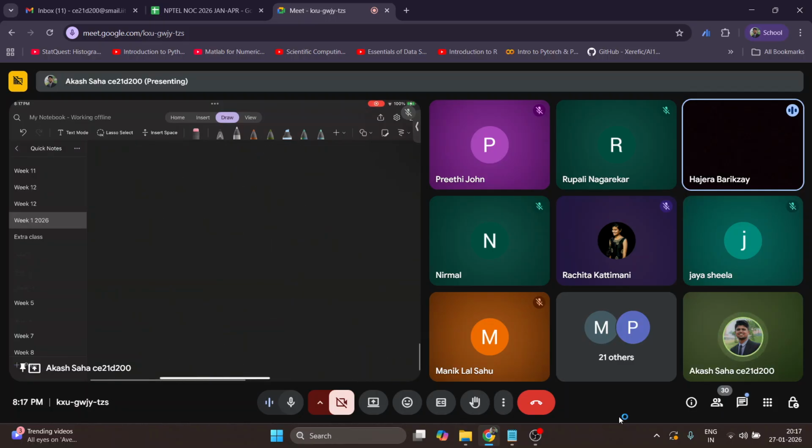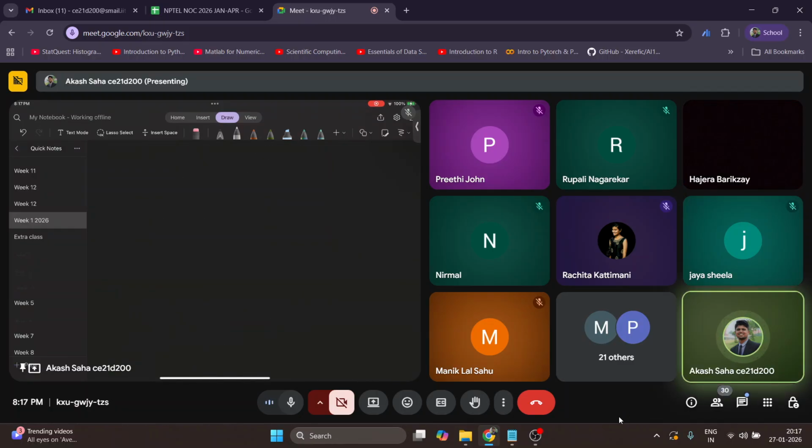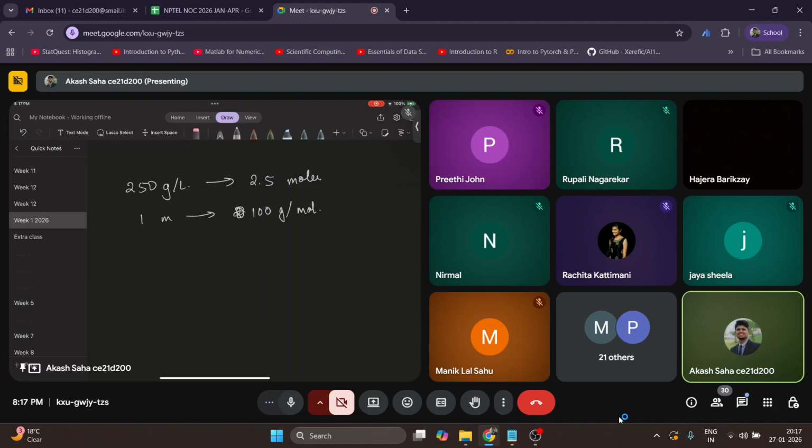So suppose we have 250 milligrams per liter. That corresponds to 2.5 moles, right? Because 1 mole is 100 grams per mole. Now, since they are asking in millimoles, and we actually have 250 milligrams per liter, that will be equal to 2.5 millimoles.